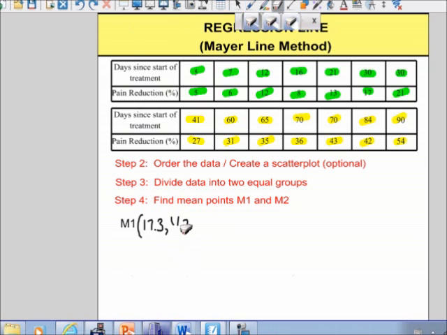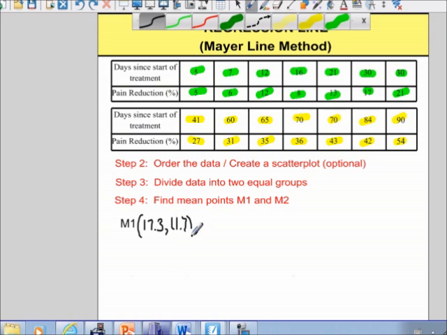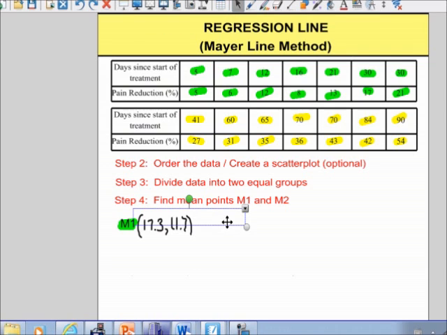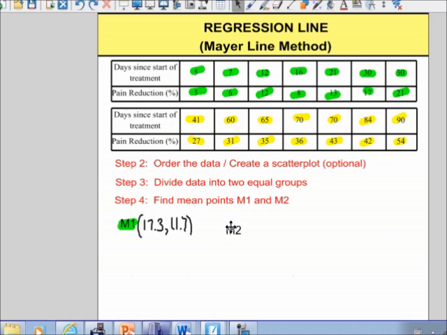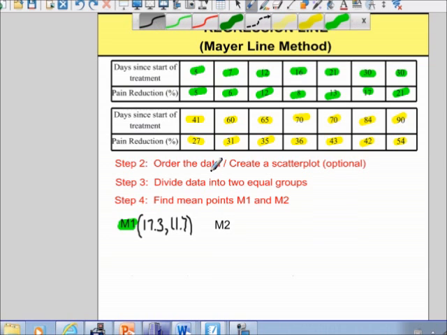It's a little bit messy. I'll clean up a bit. And so the coordinates of our first point are 17.3 and 11.7, and I'm just going to put that in green just so it matches up. And now, just as exciting, we're going to do the whole thing again, only this time we'll look at our M2 point, and M2 is just going to be the same thing again, but for our second group, so for the top half.